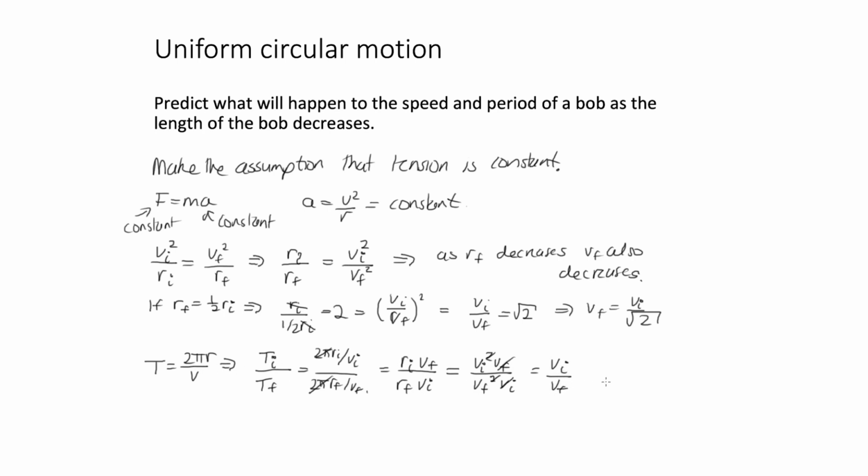So this tells us if v final decreases, t final decreases. And if the radius was halved, like we did up here, then we can see t i over t f is v i divided by v i on root 2. So this will equal root 2. So t final will equal the initial period divided by root 2. So it decreases by a factor of root 2, the same as the velocity.